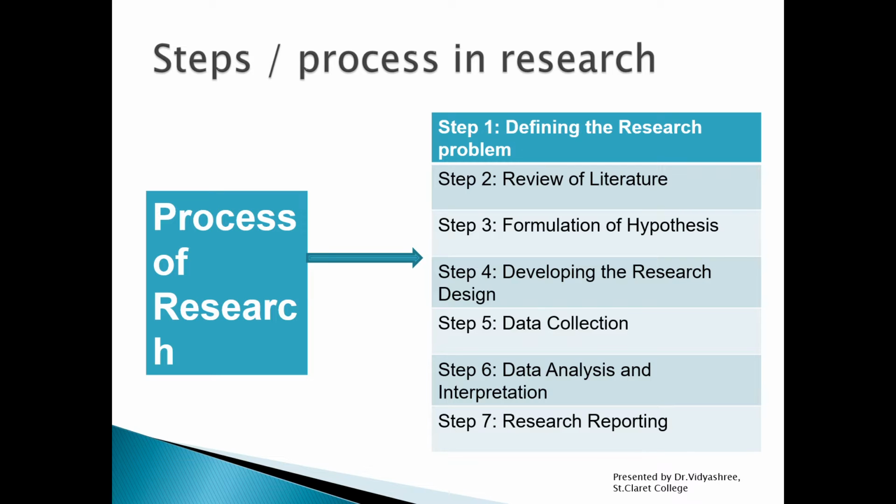The first step in the process of research is defining the research problem, which is also known as defining your topic. The second step is review of literature. Then you formulate your hypothesis. Then you develop a research design. You start with the data collection. You collect your data and then you start analyzing it. That is data analysis and interpretation. The final step is research reporting.